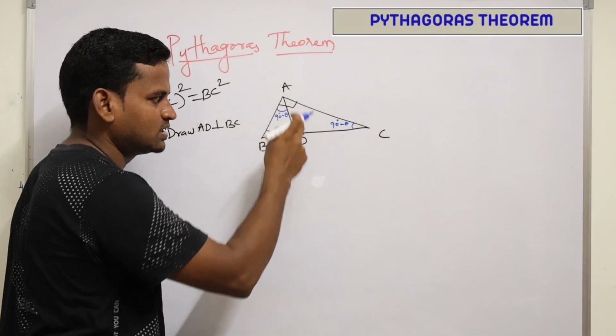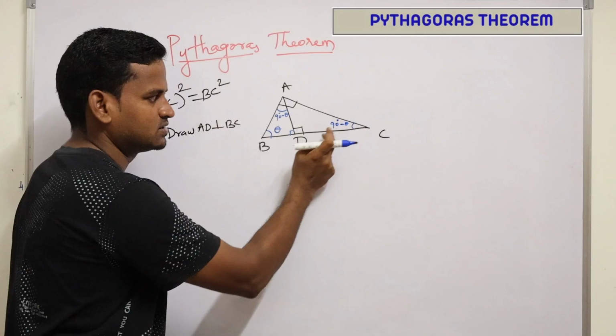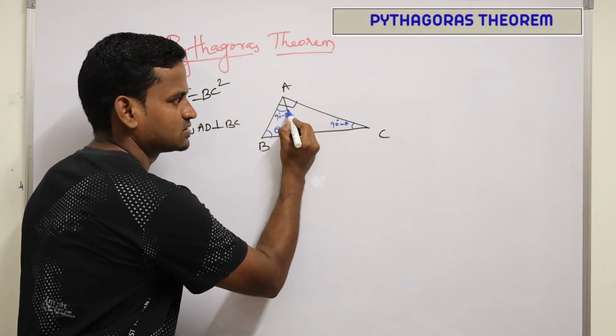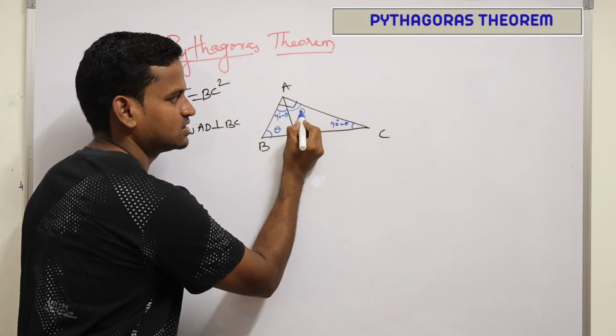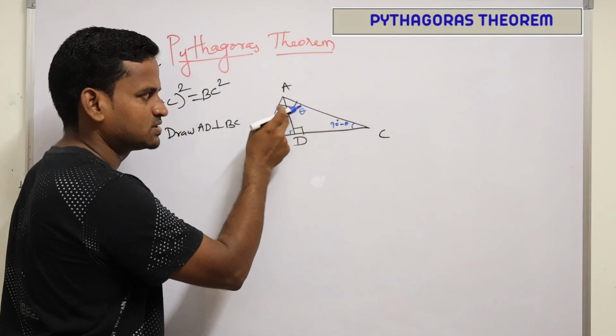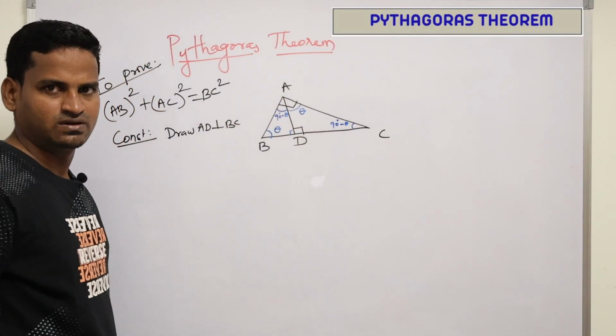Now come to this triangle ADC. Here 90 degrees minus theta, and this is 90 degrees. What about this? Clearly it is theta. Now you can check: 90 degrees minus theta plus theta is 90 degrees only. Remember this alone very well.